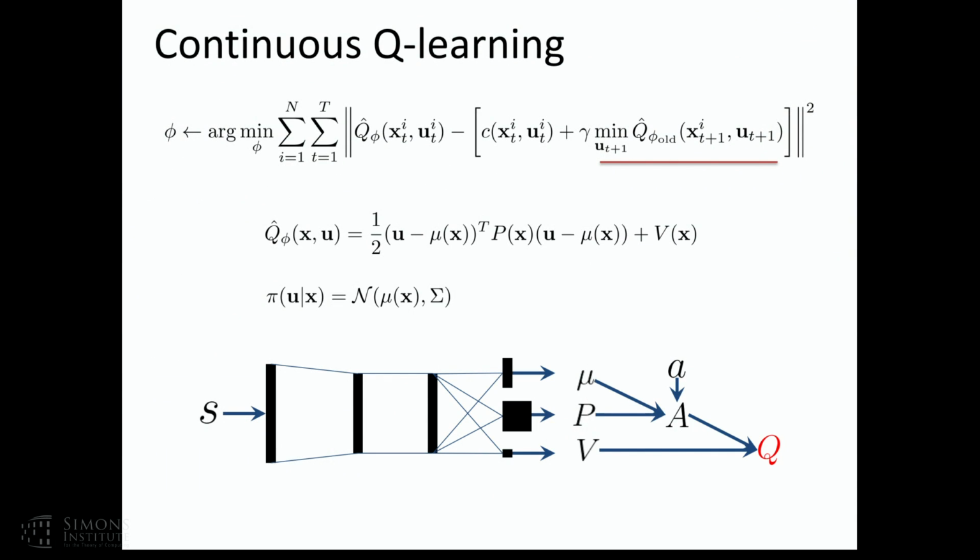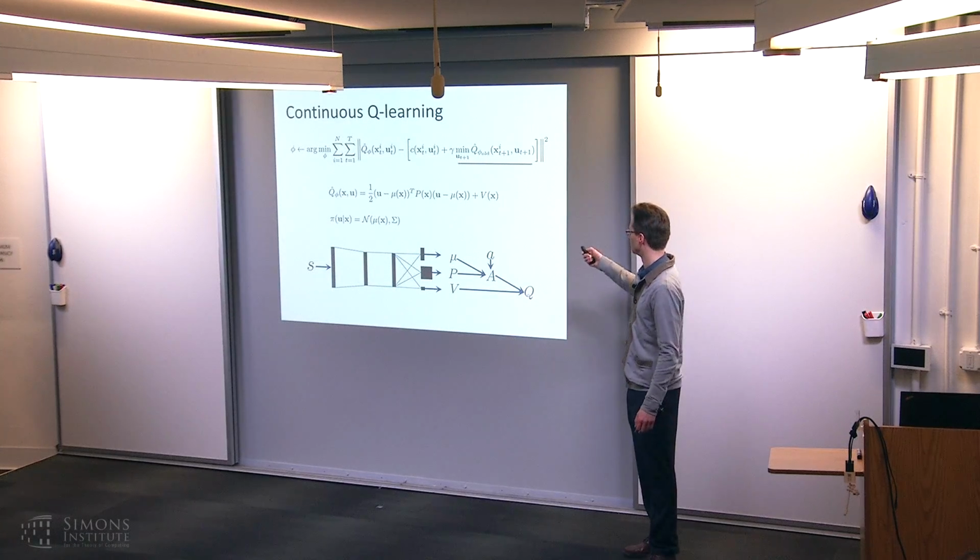And this is of course not the only function that's easy to minimize with respect to u. You incur a little bit of a loss because this may not be as good at representing the true Q function, but it's nice because you can do this minimization very quickly.